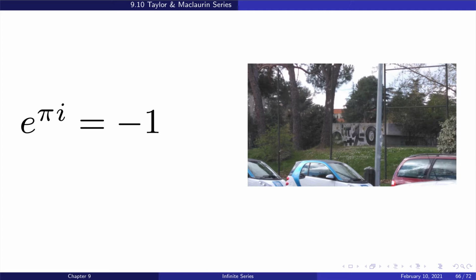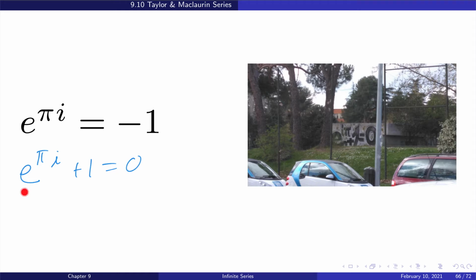If I bring the -1 to the other side, we wind up with e to the pi i plus 1 equals 0, and now 5 of the most important objects in mathematics are contained all in a single statement. 0 and 1 are the two most basic numbers. e and pi are the two transcendental constants, and i obviously is the square root of -1.